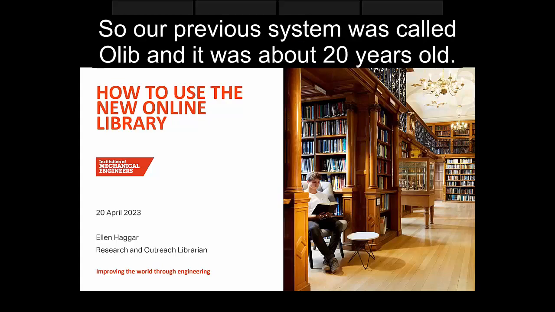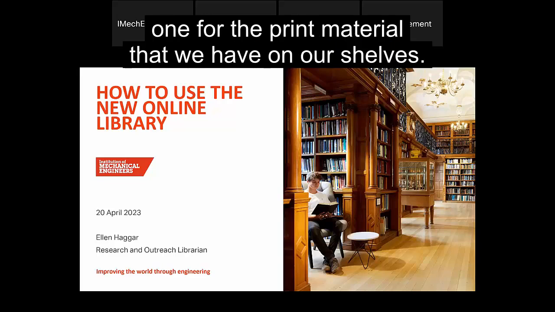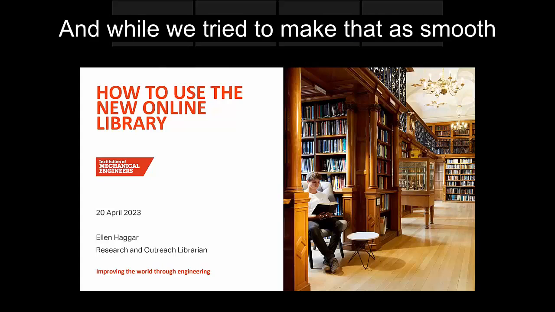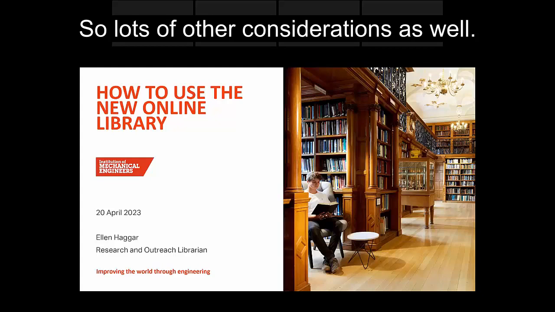Our previous system was called OLIB and it was about 20 years old, and the online library was split into two systems, one for online resources and one for the print material that we have on our shelves. Members had to log in separately to these. While we tried to make that as smooth as possible, it was still not as smooth as we liked. There were lots of other considerations as well.